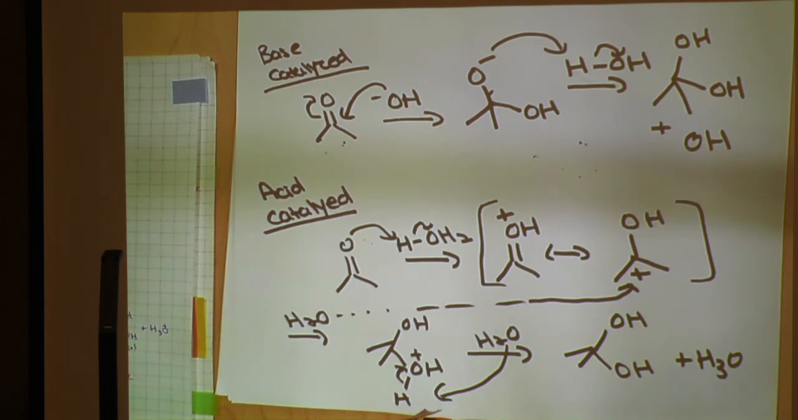So just a pro tip, if you're doing Gem-Diol formation and it asks you, is this base catalyzed or acid catalyzed, and they don't give you the actual process of what happens, you need to see what is paired with a Gem-Diol. If hydronium is paired with a Gem-Diol, you know it's acid catalyzed. If hydroxide is paired, it's base catalyzed.